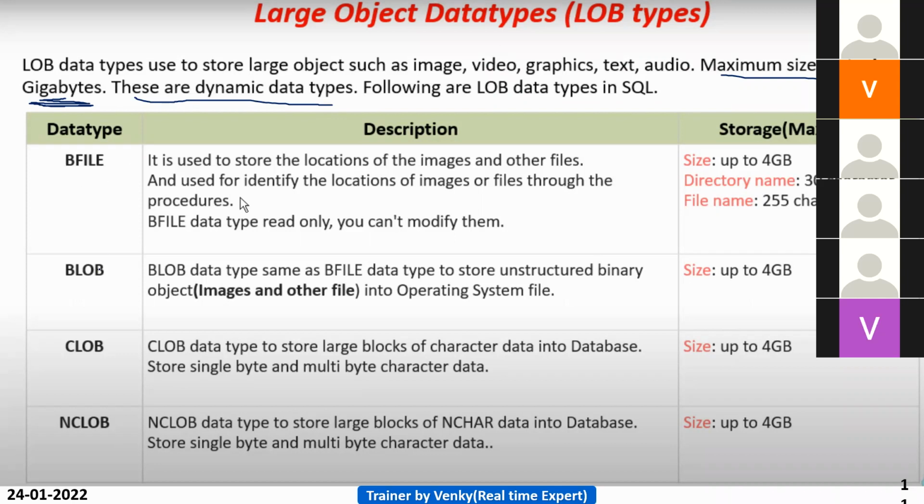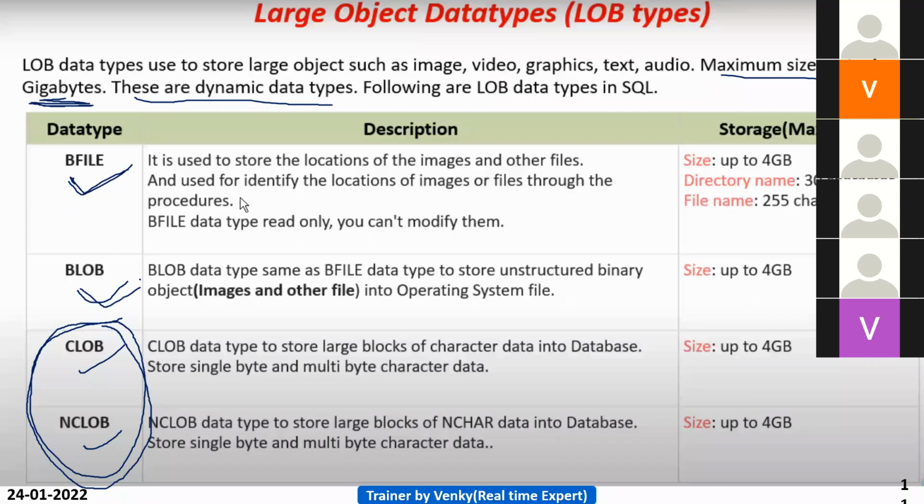So BFILE, BLOB, CLOB, NCLOB are the large objects. We already discussed CLOB, character large objects, yesterday. Now we will discuss these two things. What is BFILE? What is BLOB? BFILE is used to store the location of the image and other files, and used to identify the locations of the image or files through the procedures.